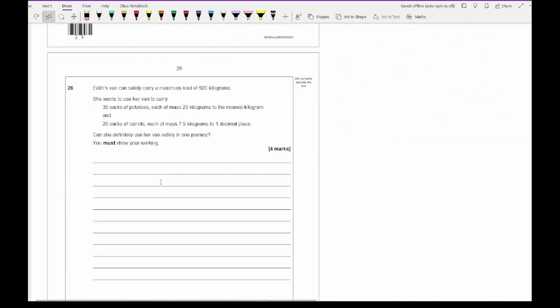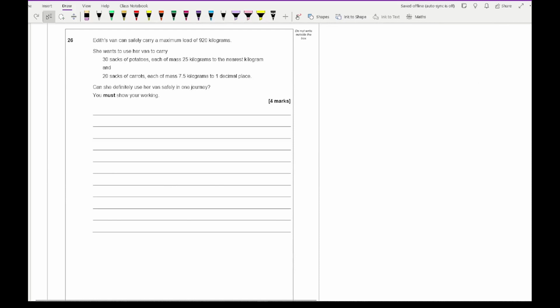Then moving on to question 26, it says that Edith's van can safely carry a maximum load of 920 kilograms. She wants to use her van to carry 30 sacks of potatoes, each of a mass of 25 kilograms to the nearest kilogram, and 20 sacks of carrots, each of a mass of 7.5 kilograms to 1 decimal place. Can she definitely use her van safely to carry these in one journey? So let's have a look at what we've got.